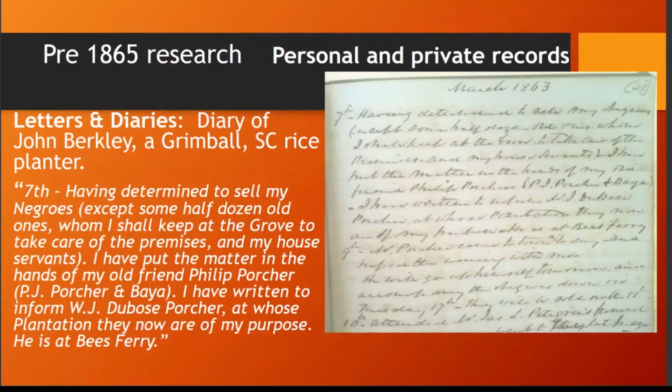Letters and diaries are another common type of personal and private records. Before the Civil War, John Birdley, who was a rice planter from Grimble, South Carolina, owned 70 to 80 slaves and managed others on family lands. By 1862, many slaves had left his plantation. This entry tells of his decision in 1863 to sell all except a few older slaves.